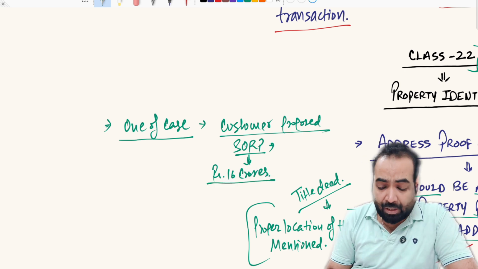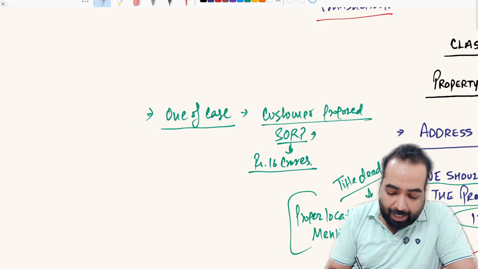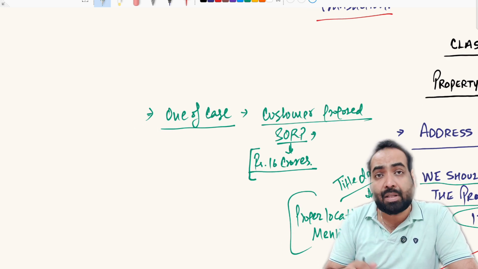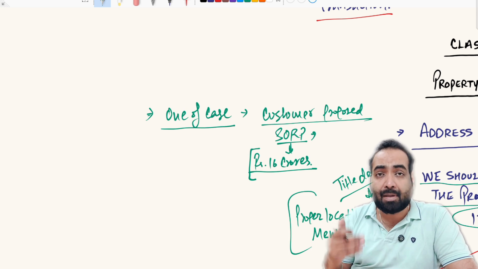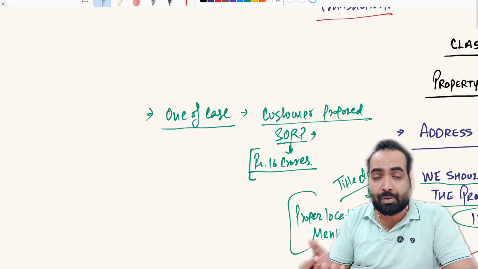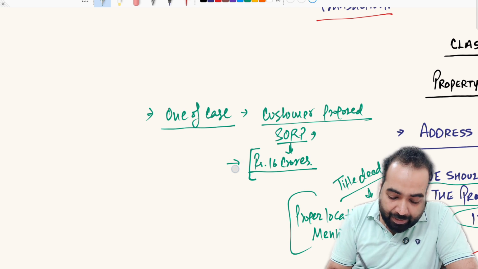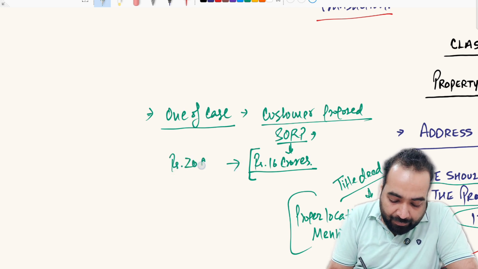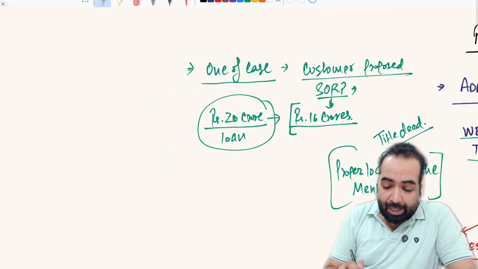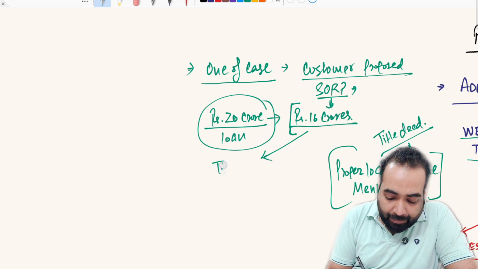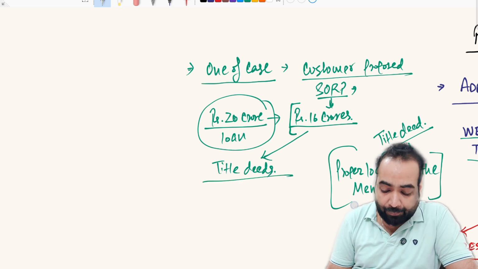This is an actual case. The property was having a value of 16 crores, and the bank based its comfort on that residential property. I have already told you that self-occupied residential property is the most acceptable security type for banks. So they decided to give him rupees 20 crores worth of loan. The 20 crore loan was given to the borrower on the basis of that property, and to create the security, the borrower submitted the title deeds to the bank for creating an equitable mortgage, right?